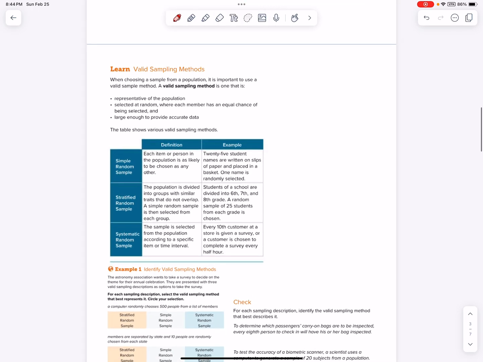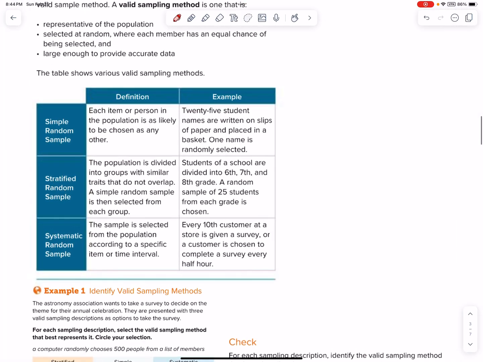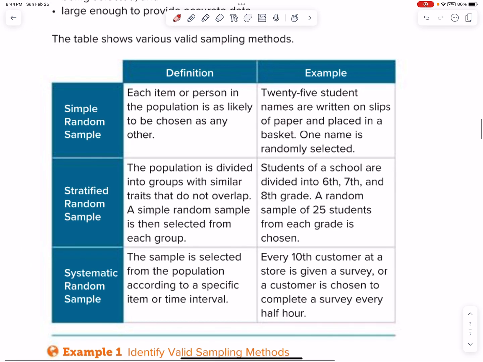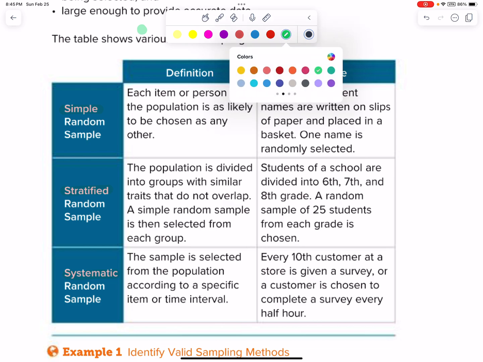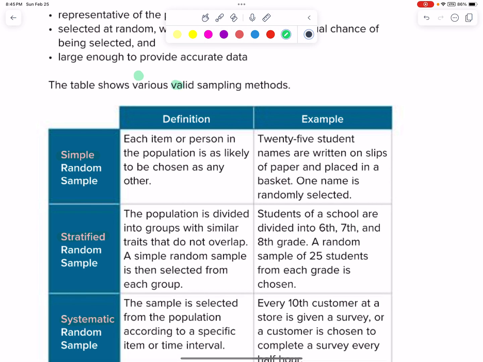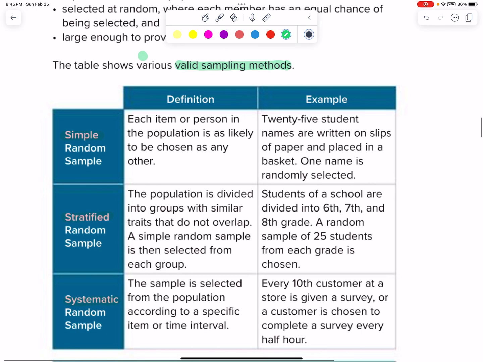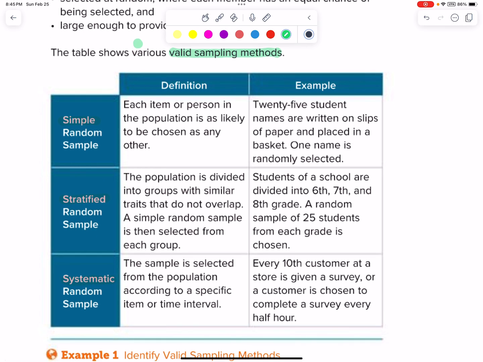Now let's look at different types of sampling methods. This gets a little tricky, so we'll try to break it down. The first thing I want you to notice is that this is the only word that's changing: simple, stratified, and systematic. The rest all say random sample. These are all valid sampling methods, just so you know. Maybe I'll even make it green so we realize that these are valid sampling methods. Let's break down and understand these three different kinds.